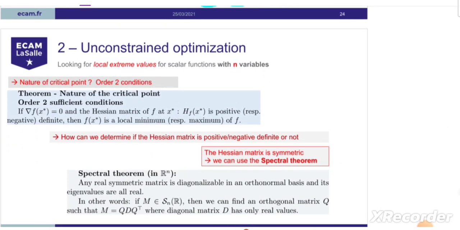So this is really what we want to determine for our matrix. For that, hopefully we remember something. We remember that our Hessian matrix is not any kind of n times n matrix. It's a symmetric matrix. And we learned something absolutely essential for symmetric matrices last year.